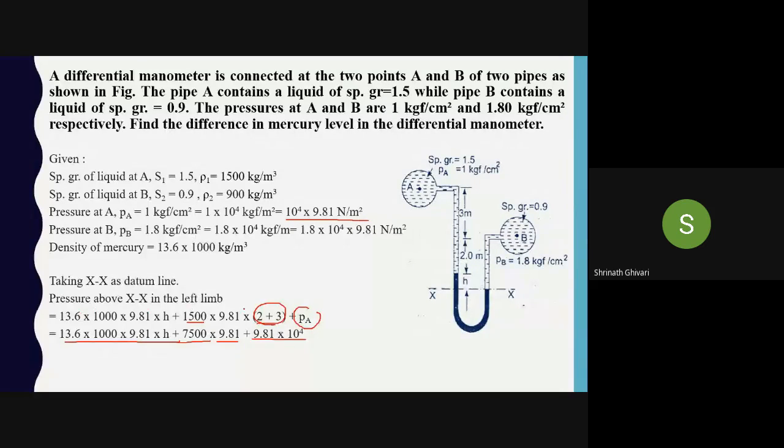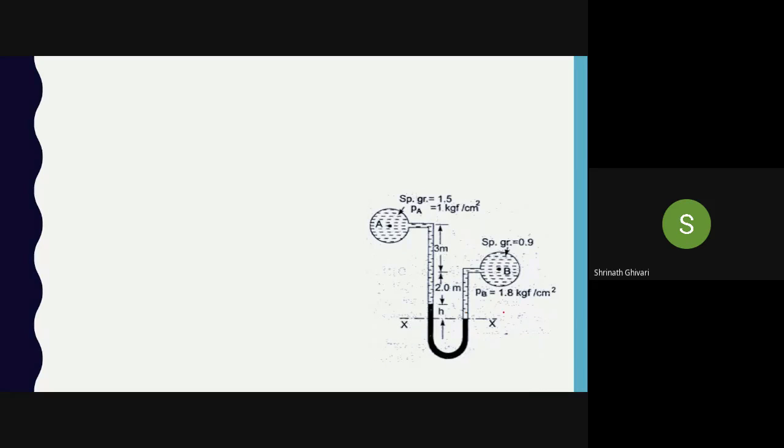Pressure above XX in the left limb. And if you want, you can multiply this. You can take whatever you want and simplify it. Okay, this is what I have got in the left limb. Now we'll go for the right limb. So this is the diagram for the right limb.